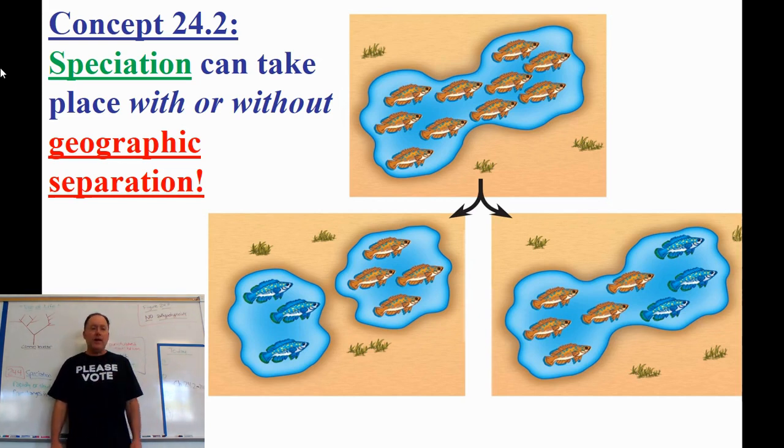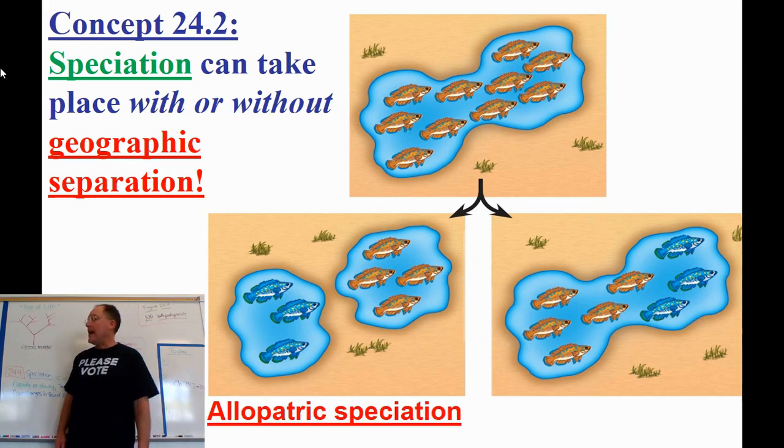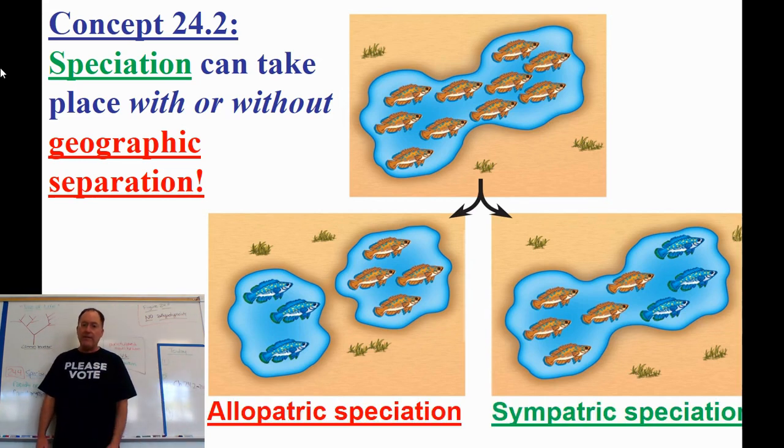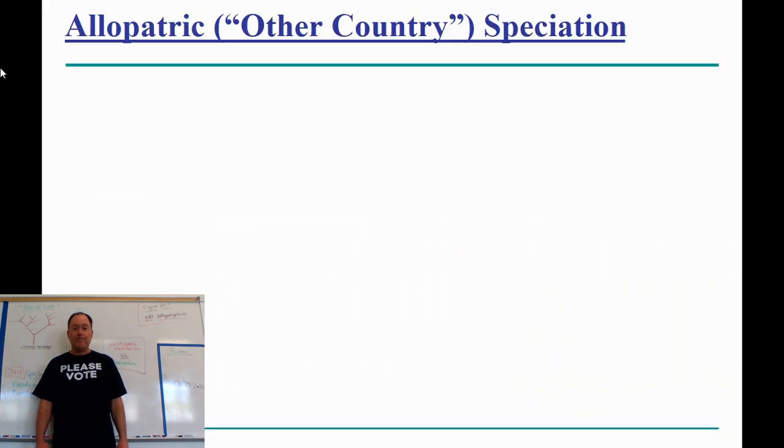We're going to get to both ideas of how this happens. The first is called allopatric speciation. That's on the left, and then there's sympatric speciation on the right. You've got to memorize these. You can write that down if you'd like, for sure.